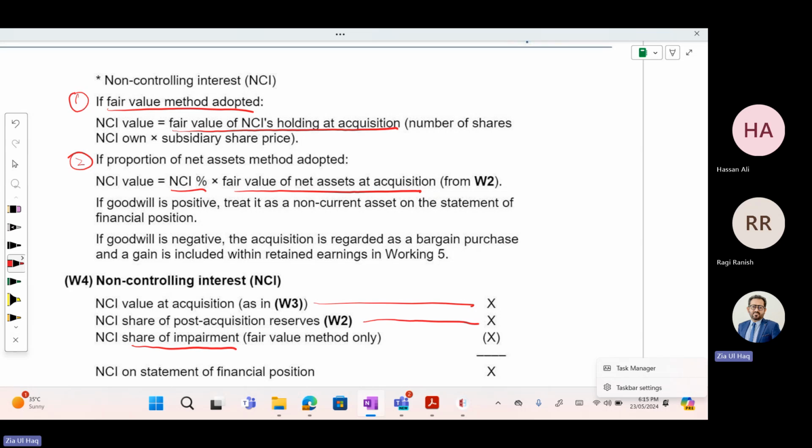In number of shares: suppose the subsidiary's shares were 100,000 and we acquired 80,000. How much remaining? 20,000. For these 20,000, we need to see the market value of the shares, meaning the fair value. Suppose the book value, the par value, is 1 and the market value is 1.5. So 20,000 multiplied by 1.5 gives 30,000, which will be the fair value of non-controlling interest at the time of acquisition.